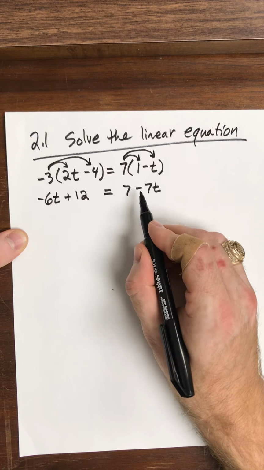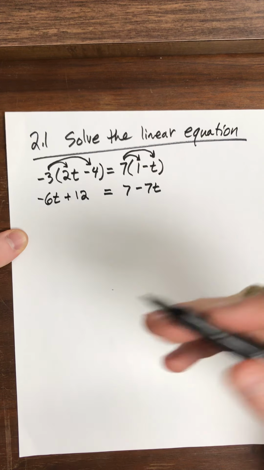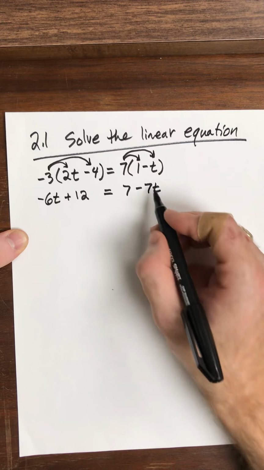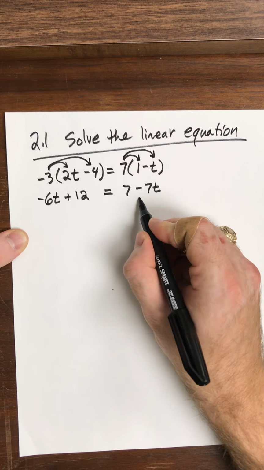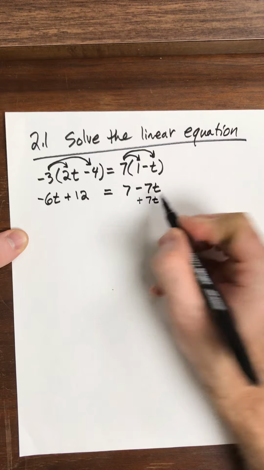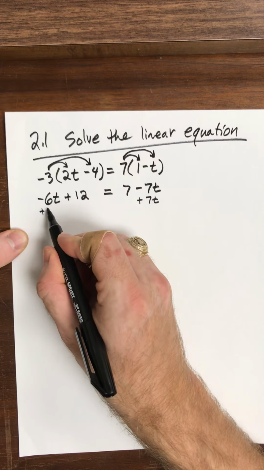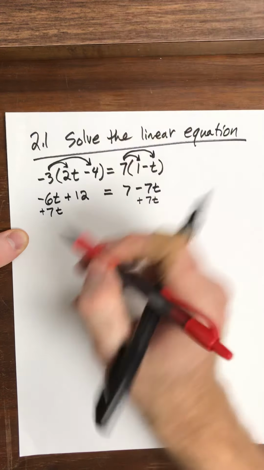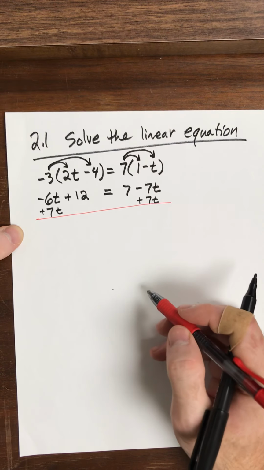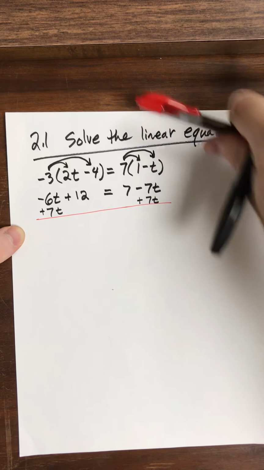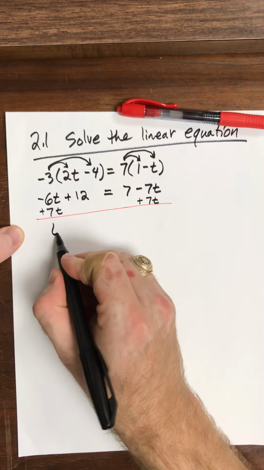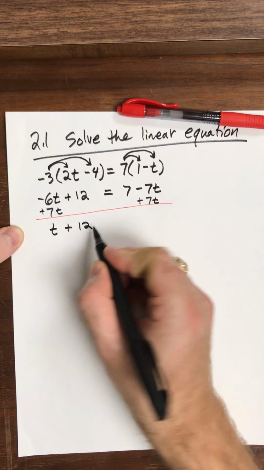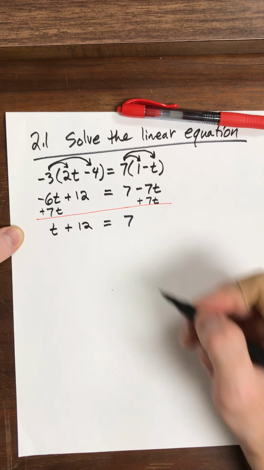So here I've got a -7t, so the inverse of -7t is +7t. So I'm going to add 7t to both sides. So when I add 7t to both sides, what do I get? I get t plus 12 equals 7.